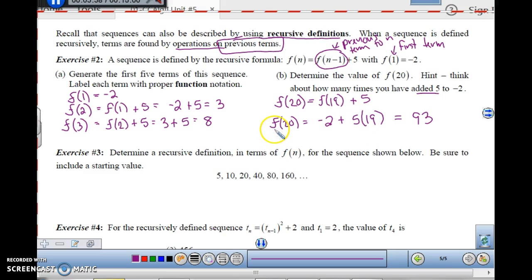When you're working with this, you have to make sure that you think about how many times did you add. All right, I started the first term, and then I added 5. And then since I started on the first term, to get the 19th term or the 20th term, I had to add 19 more times. So the trick in doing that, you're not starting at 0, you're starting at 1.